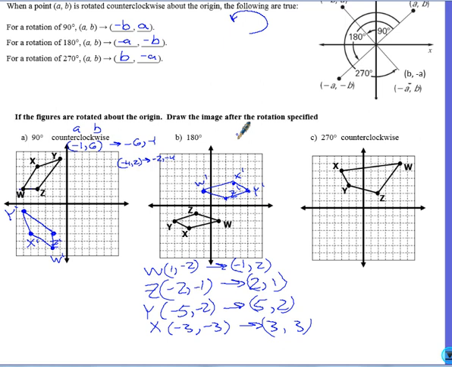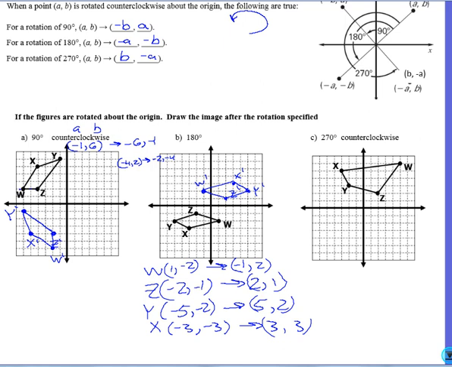The last thing we will do is rotate our last figure 270 degrees clockwise. That means I'm turning my paper 3 times. I should end up with an image over in this area here.